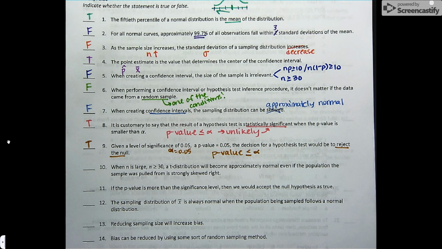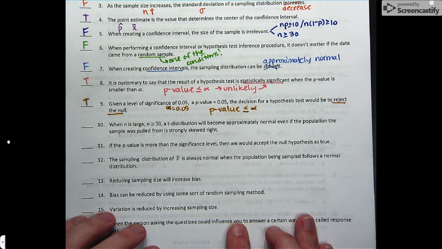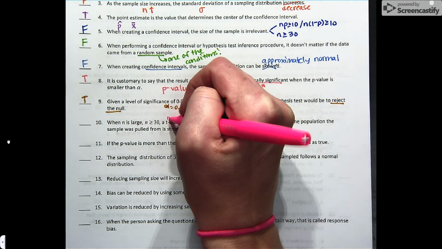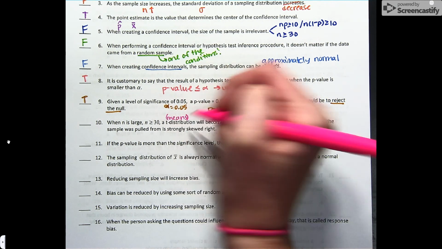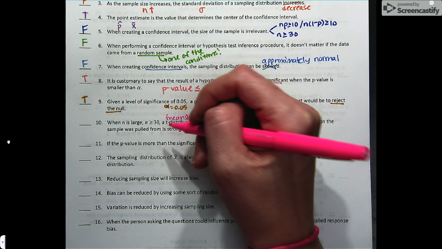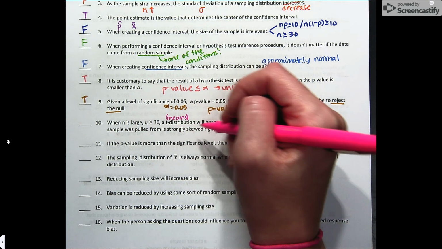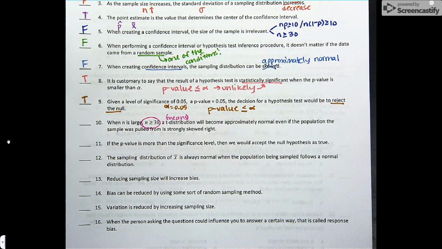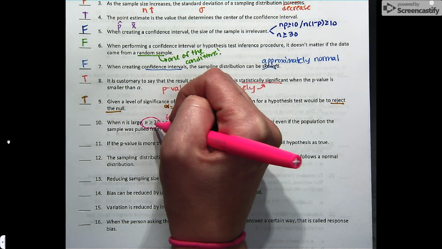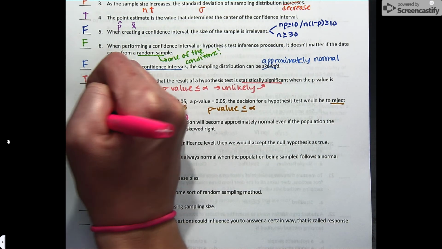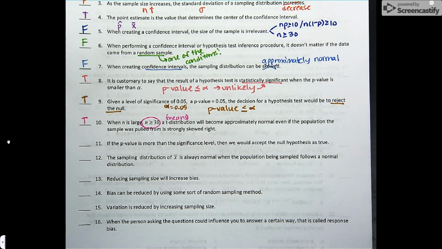Number 10, when n is large, so n is greater than or equal to 30, a t-distribution, remember t-distributions we use with means, will become approximately normal even if the population the sample is pulled from is strongly skewed right. Remember, once we meet this sample size requirement, it doesn't matter what shape the original data came from. We have enough in our sample size to say that the t-distribution will become approximately normal. So that is true.